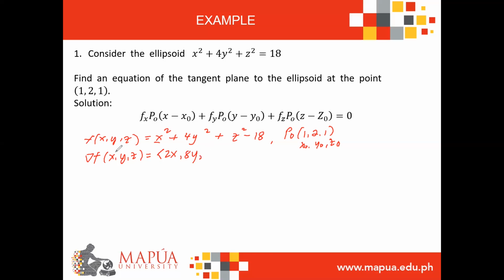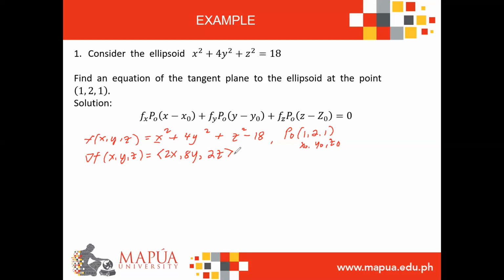And the partial derivative of the given function with respect to z, being the third component now for the gradient f. So x and y are considered as constants, so this will be 0, then this will be 2z. Then of course this will be 0 also.